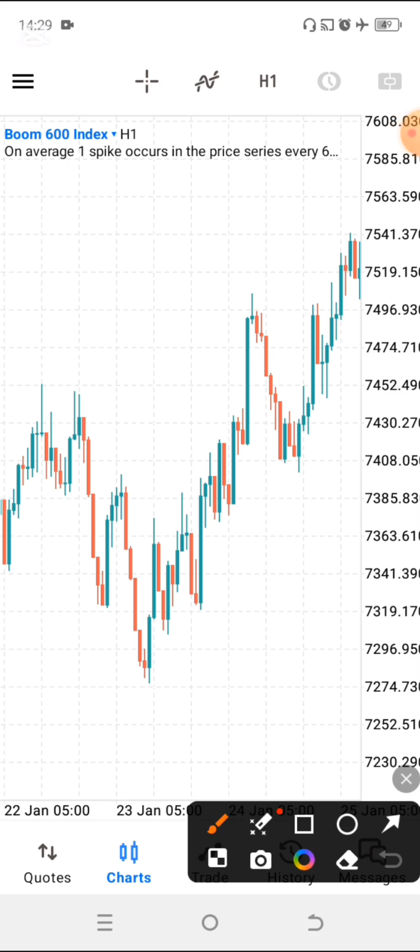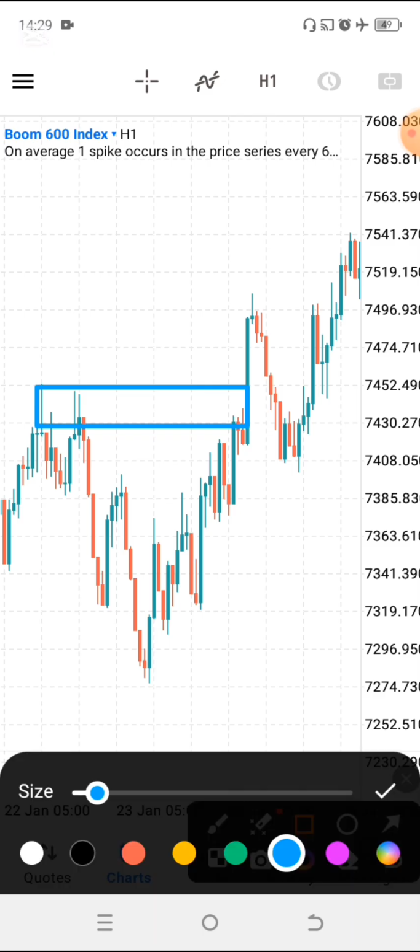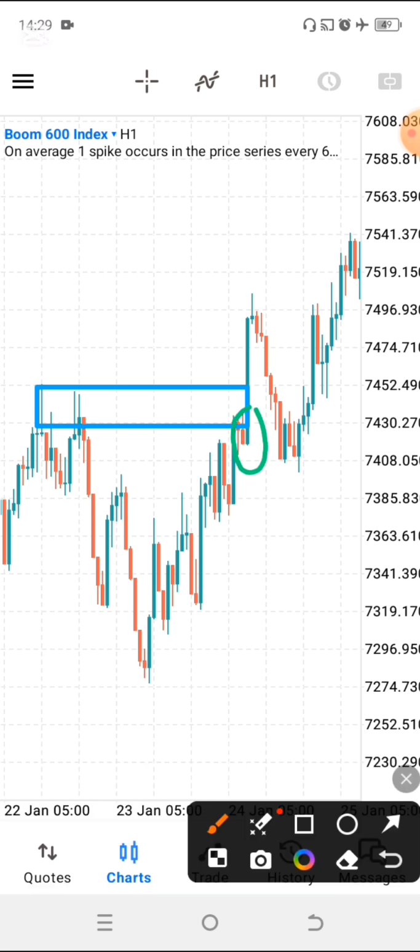So over here, as you can see, we've got this resistance. And before we broke this resistance, we marked this last red candle before the break in market structure. That's what we mark, and the market pulls back to that area. We'll be looking for our entries.